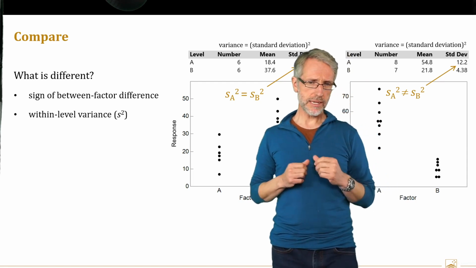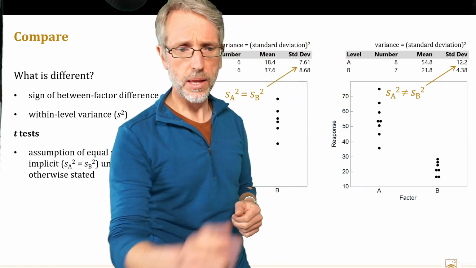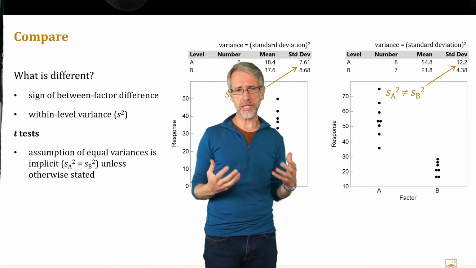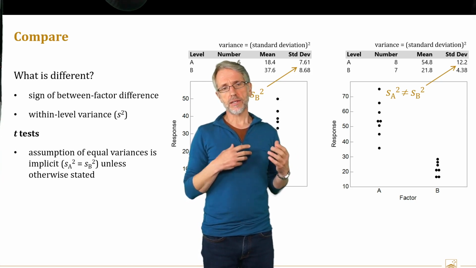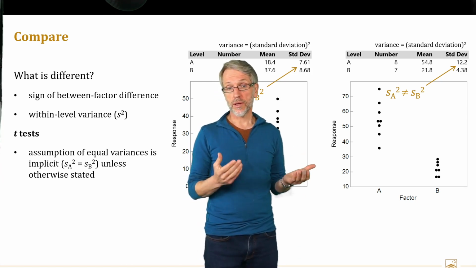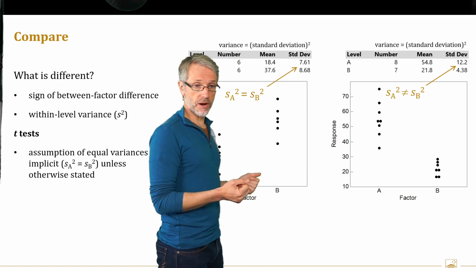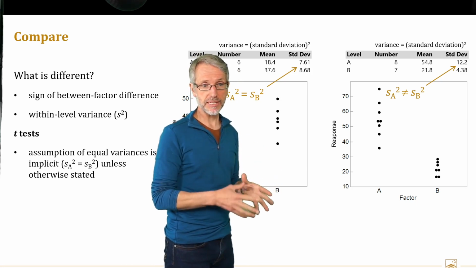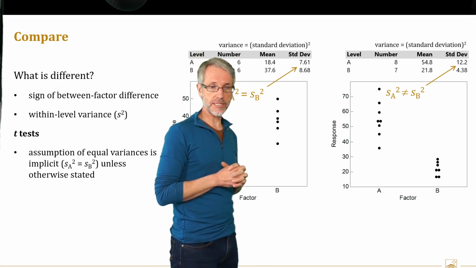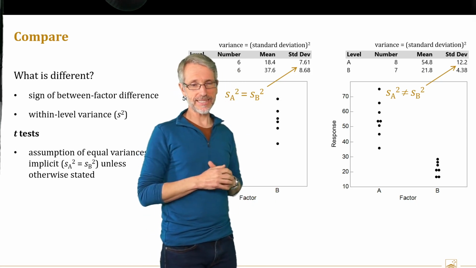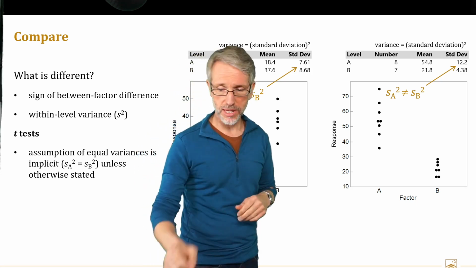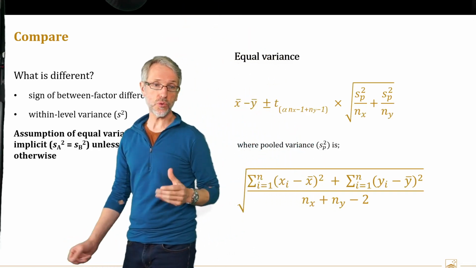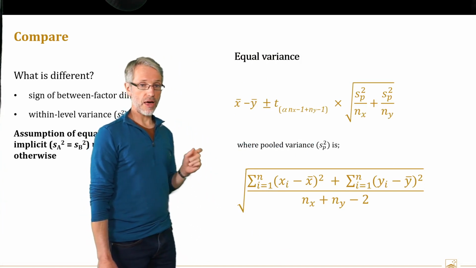Now that really matters because an underlying implicit assumption of t-tests themselves is that the two levels we're comparing have equal variances. That is an implicit assumption. Sometimes it's stated explicitly, but it's implicit in all of our t-tests, unless we specifically state otherwise. And you will remember from ENVS 1003 that there are circumstances in which we do that. We do at times assume otherwise.